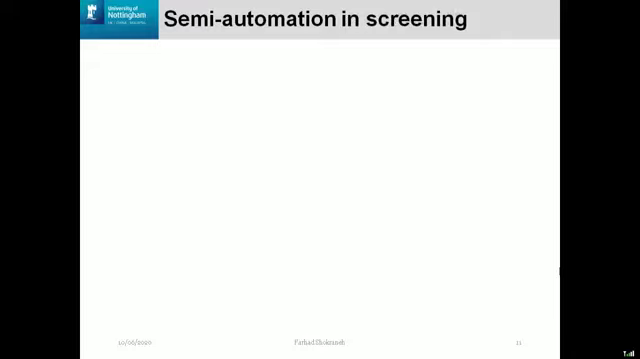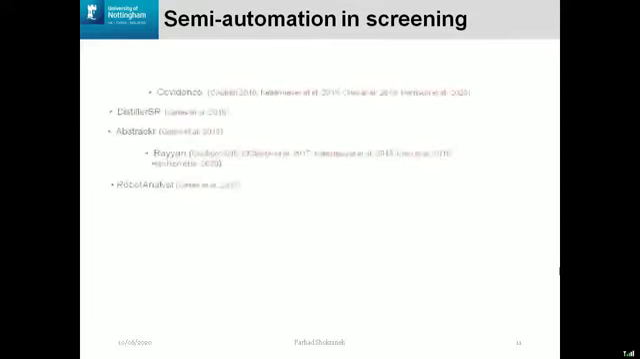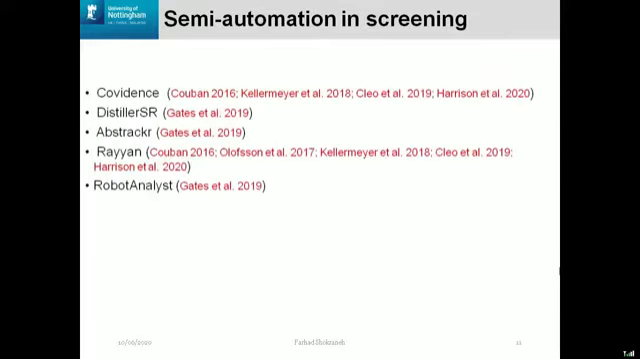After you finish your search and you have your search results, it's time for screening. These are some of the tools that exist for screening. And again, I've put in front of each one of them the independent reviews that exist for each one of the tools. If you look at Covidence, there have been reviews in 2016, 18, 19, 20, showing the advantages and disadvantages of this tool.